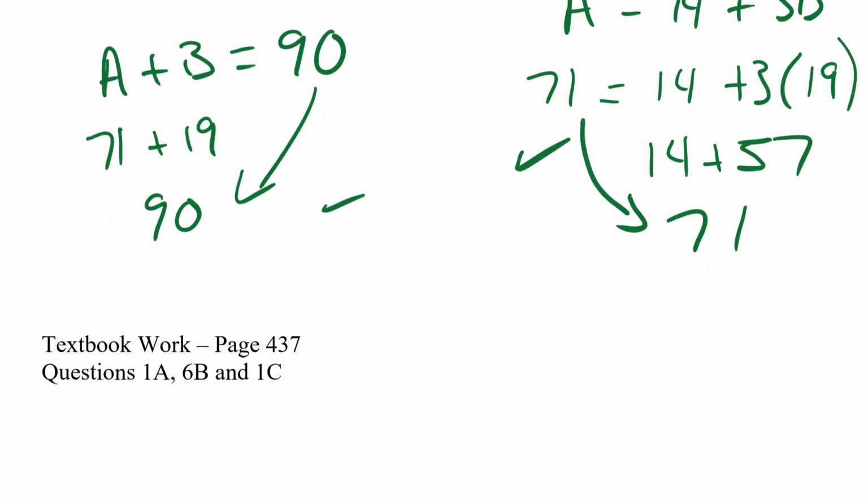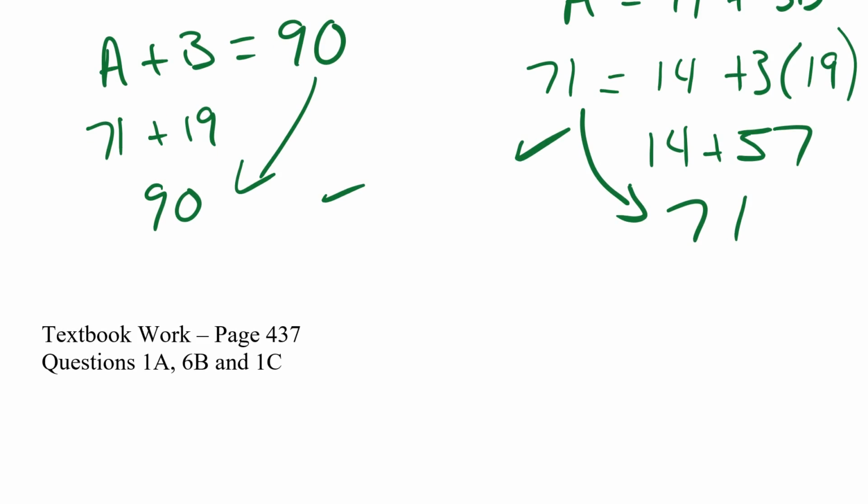So our third way to find the solution is through elimination. Let's do some textbook work. 437, 1 from the A, 6 from the B, 1 from the C.